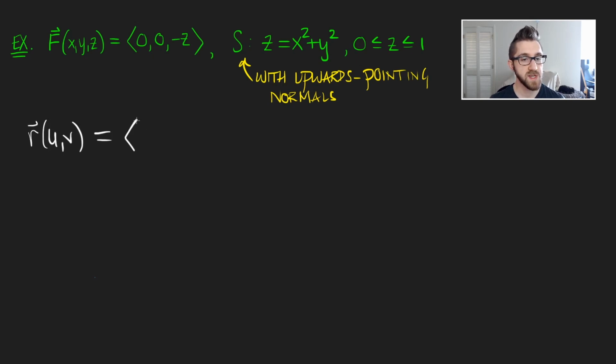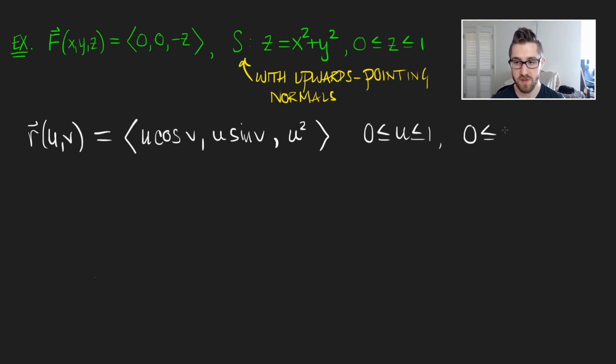I'm going to use the parameterization where u and v are like r and theta. So we have u cosine v, u sine v, and then this is z equals r squared. So this would be z equals u squared. My parameterization domain, u goes from 0 to 1 because we want z to go from 0 to 1, and v is going to go from 0 to 2 pi.